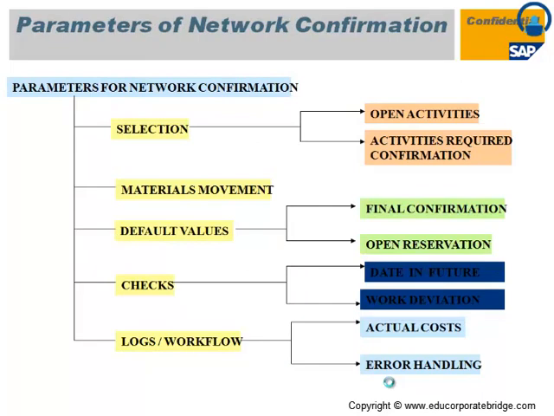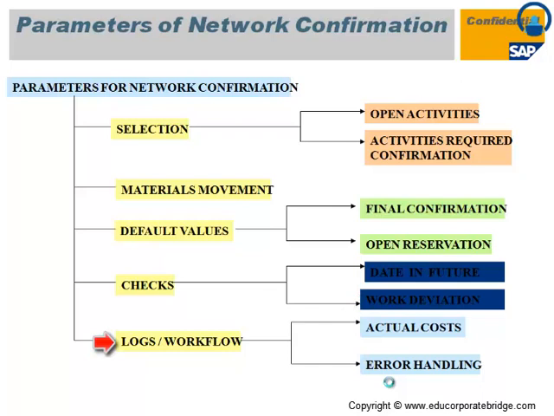These are the parameters of the network confirmation. For the open activities section and the activities required for the confirmation, the material movement, that is nothing but a goods issue, default value, that is final confirmation or open reservation. There is a check whether the date you have provided as the actual date is not in the future, it is today's date or a current date. Work deviation, how much work deviation against the plan versus actual.